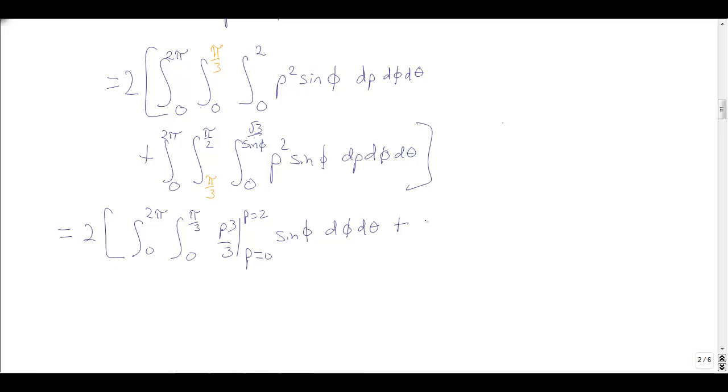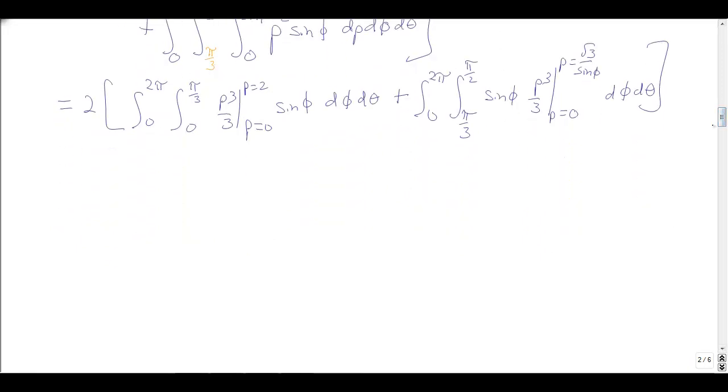Plus this second integral is 0 to 2 pi, integral from pi over 3 to pi over 2. Let's put the sine phi out in front, probably a little more natural. I could have popped that sine phi out in front. And then I'm going to get rho cubed over 3, going from rho equals 0 up to rho equals square root 3 over sine phi, and do a d phi, d theta. Okay, let's keep trucking along here.